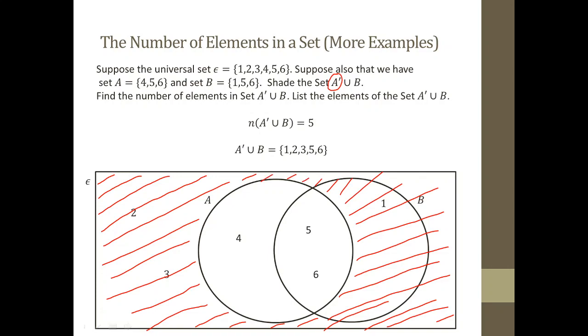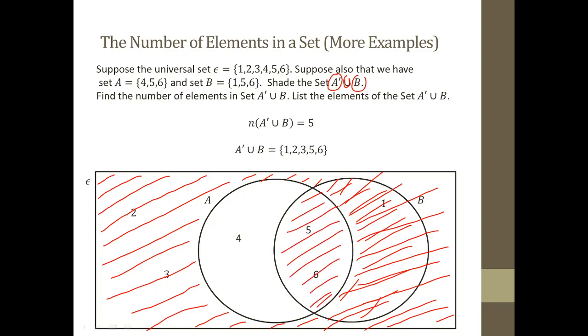Now that I'm done shading the set A prime, this is union, right? Next, I'm going to shade the set B. Over here is already shaded for this portion of set B. I'm left with this portion of set B that I need to shade. So I'm done. Now, find the number of elements in the set A prime union B. So 1, 2, 3, 4, 5. 5 elements. So n(A prime union B) equals 5.